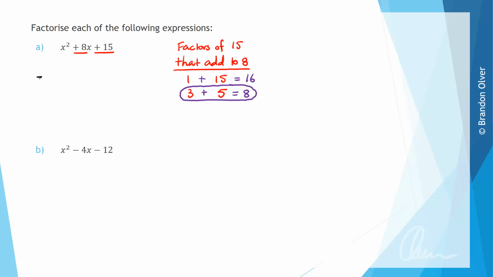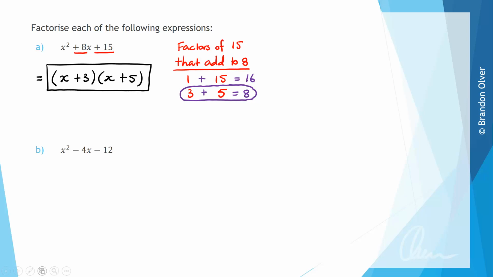Now that we have those two numbers, we simply factorise this as x plus 3 times x plus 5. And that is the factorised form. We won't do this for all of the examples, but we can check that we have got it right, and we can do that by expanding.